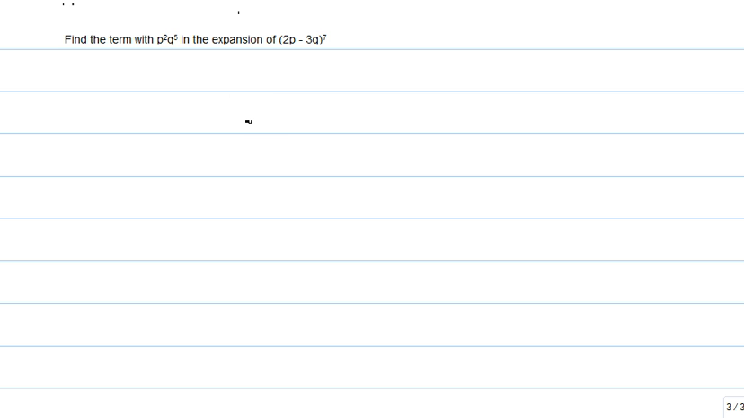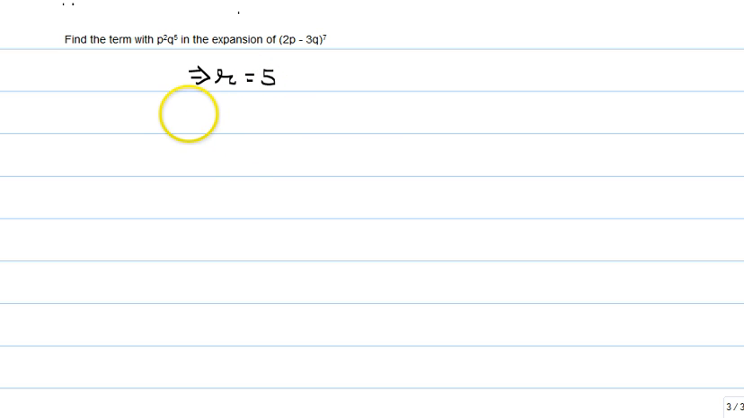Okay, let's take another example over here. We have taken one more expansion, that is (2p minus 3q) whole raised to the power 7, and we have to find a term which has p square q raised to the power 5. If you just see, q is the second term, and the power of the second term is r over here, or the subscript. So I can easily find r, or the subscript, over here. The subscript is 5.